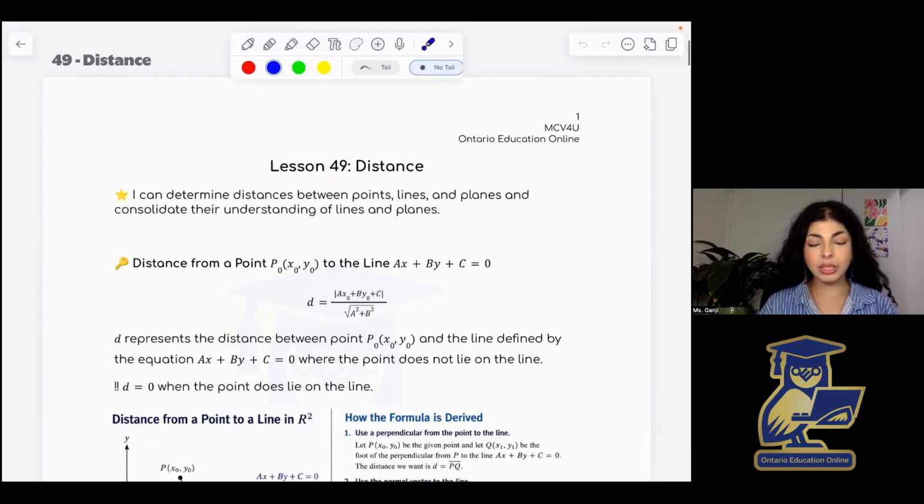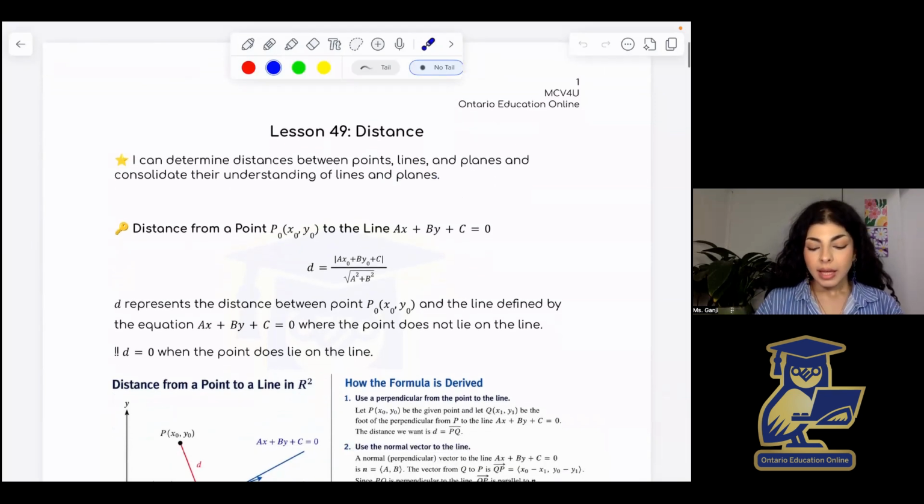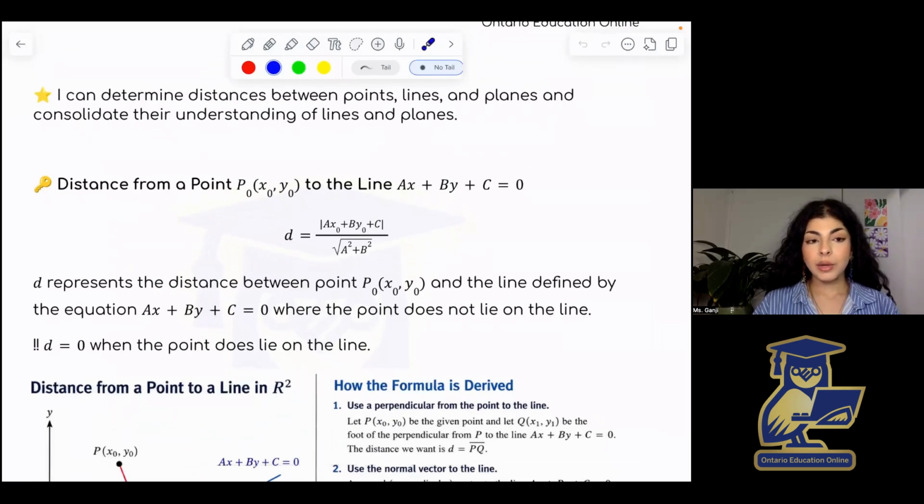We are going to be able to determine the distance between points and lines and planes, as well as to understand what they mean in terms of their graphs as well. So starting with the equation for distance from a point to a line.